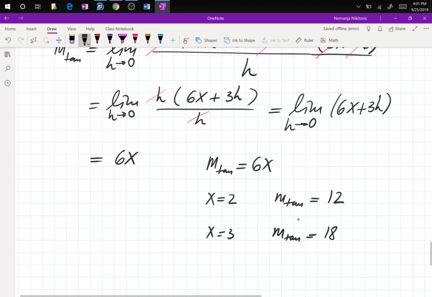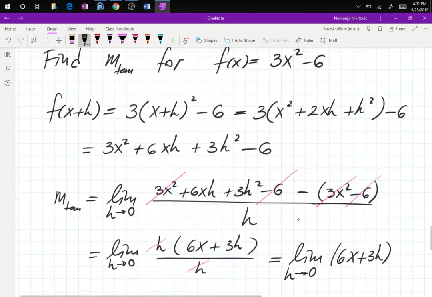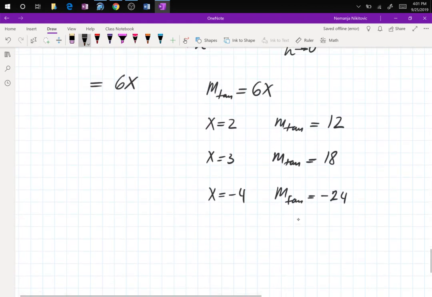What are the other x's I asked for? I asked for negative 4. What's the m tangent? Negative 24, thank you. What else did I ask for? I asked for 10 and negative half. So if x is equal to 10, what's the slope of the tangent? 60, because 6 times 10 is 60. And finally, I asked for negative 1/2. We get 3.